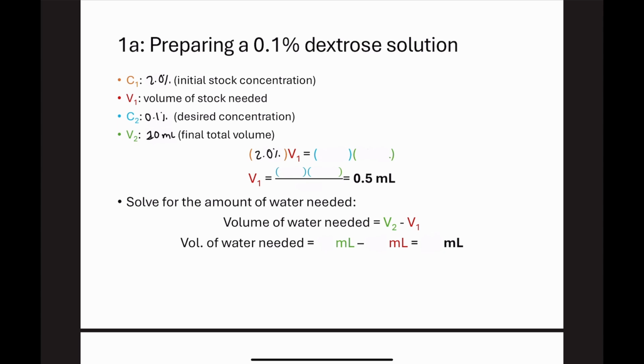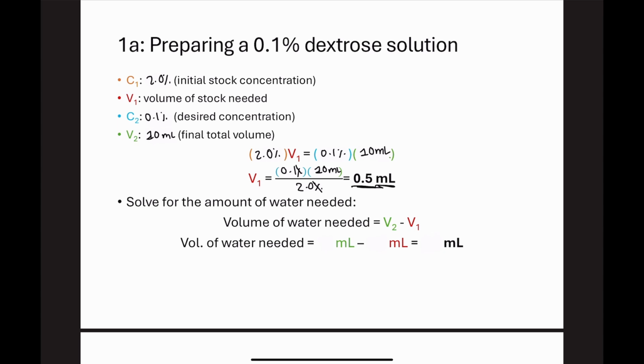So now we just have to plug and chug. 2.0%, 0.1%, and 10 milliliters. When we put it into our rearranged formula, we get 2.0% down here, 0.1% up here, and 10 milliliters up here. So when we plug in the numbers and do all the math, we see that our percentages are going to cancel out, which is going to leave us with our unit of milliliters. And when we do the math, we see that our V1, the volume of stock that we need, is going to be equal to 0.5 milliliters.